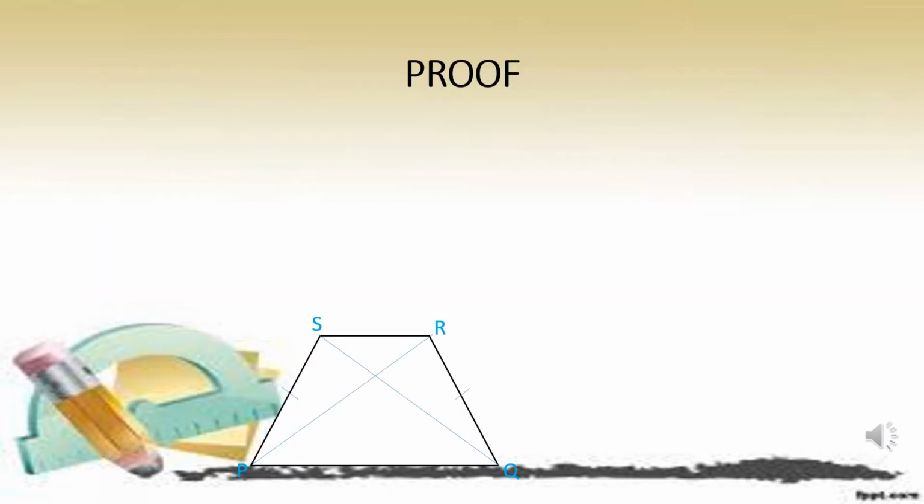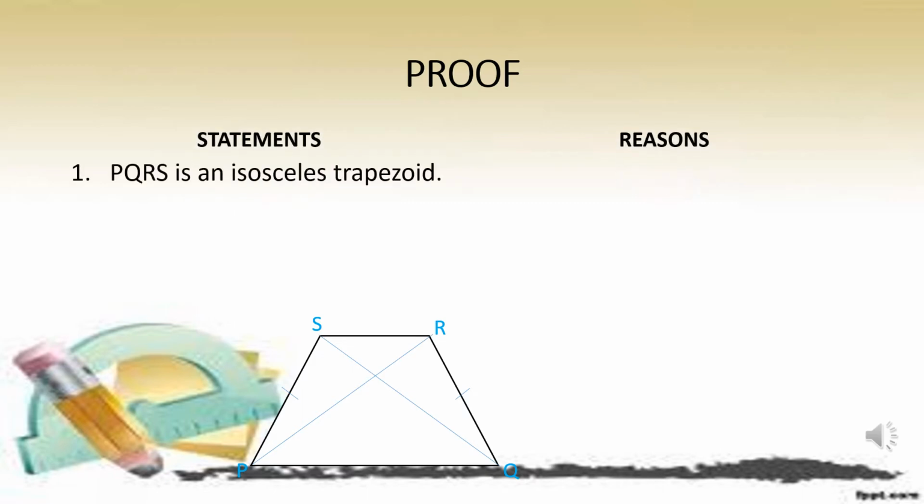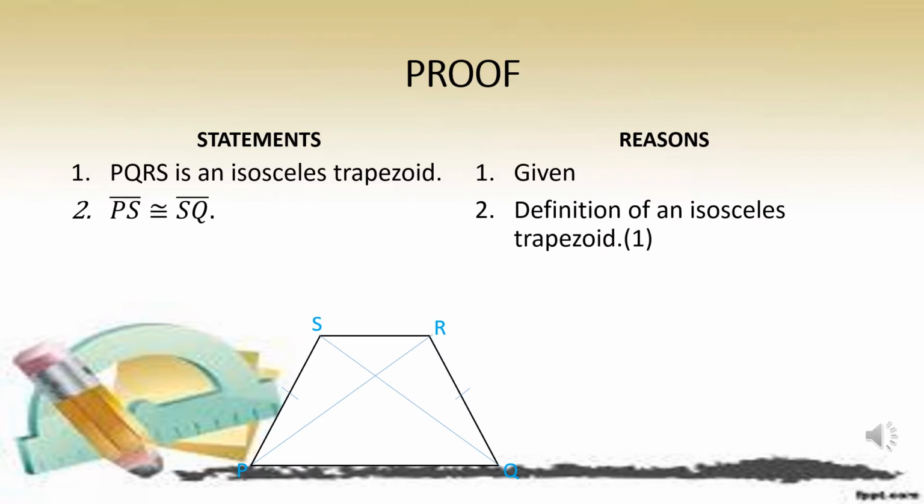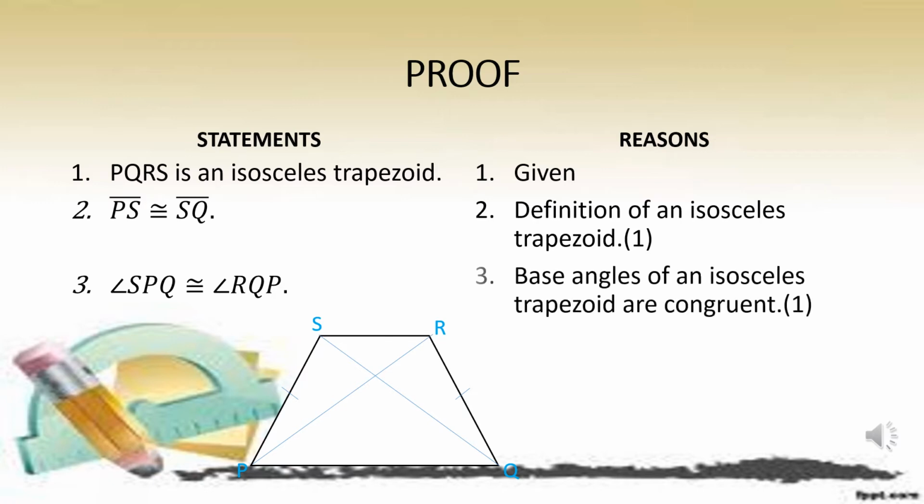The proof of that theorem is, first statement, PQRS is an isosceles trapezoid, and that is the given. Next, segment PS is congruent to segment SQ, and the reason is the definition of an isosceles trapezoid, it is taken from the first statement. Next, angle SPQ is congruent to angle RQP. Reason, base angles of an isosceles trapezoid are congruent, so it is still from statement 1.